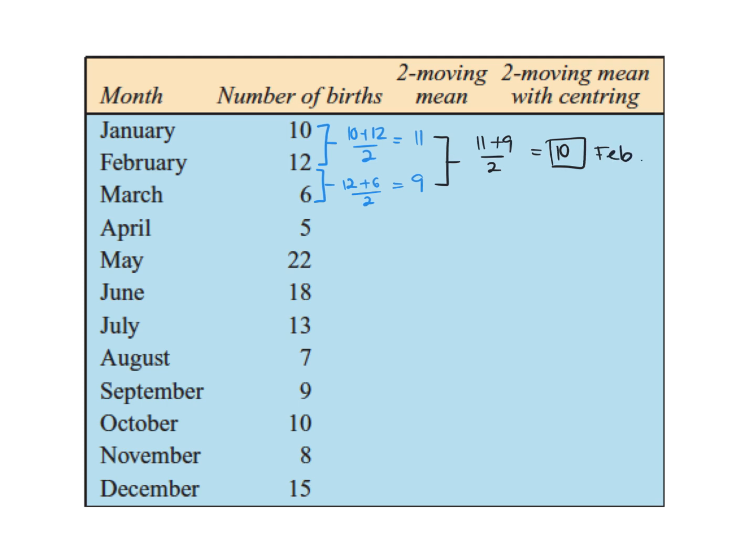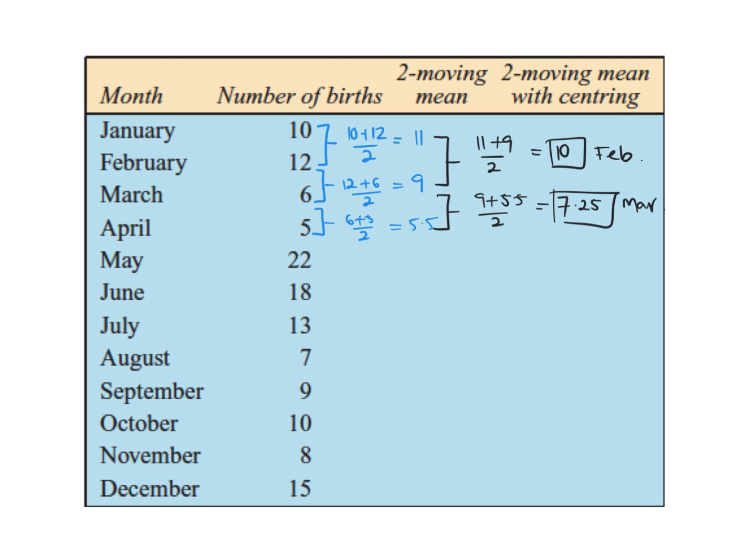So if you just kept on going, if I did the next one, 6 plus 5 divided by 2 equals 5.5, then we would add those 2 together and divide by 2, and we get 7.25. That would be March's smoothed value.